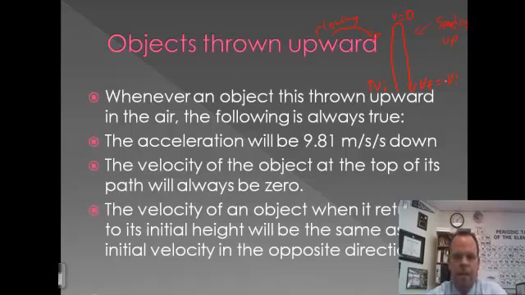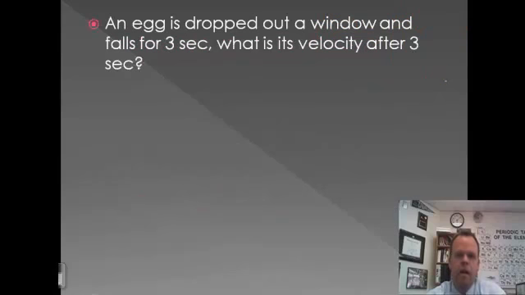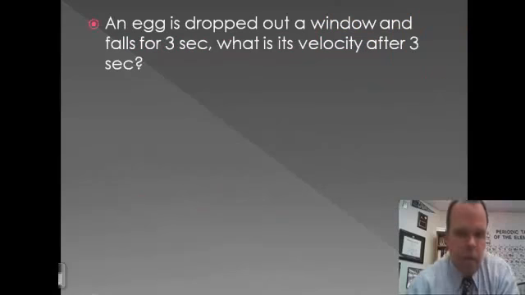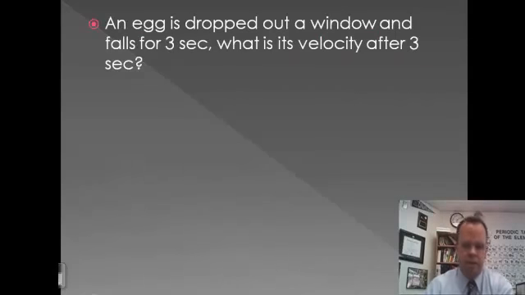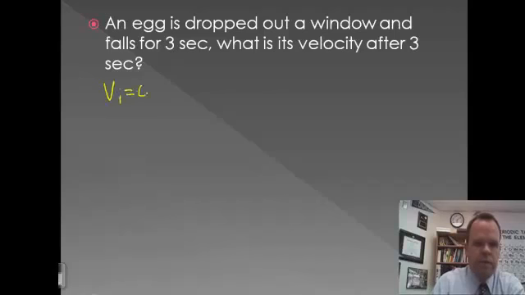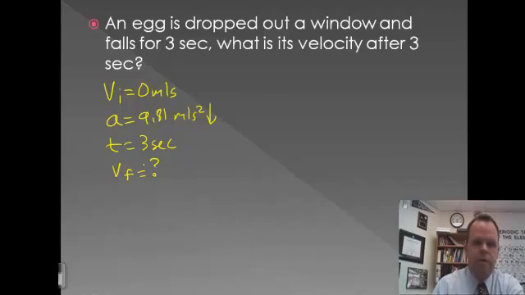So let's look at some example problems with this concept. An egg is dropped out a window and falls for 3 seconds. What is its velocity after 3 seconds? So its initial velocity will be 0 meters per second because it's being dropped. Its acceleration will be 9.81 meters per second squared going down. Its time will be 3 seconds, and its final velocity is what we're going to look for.